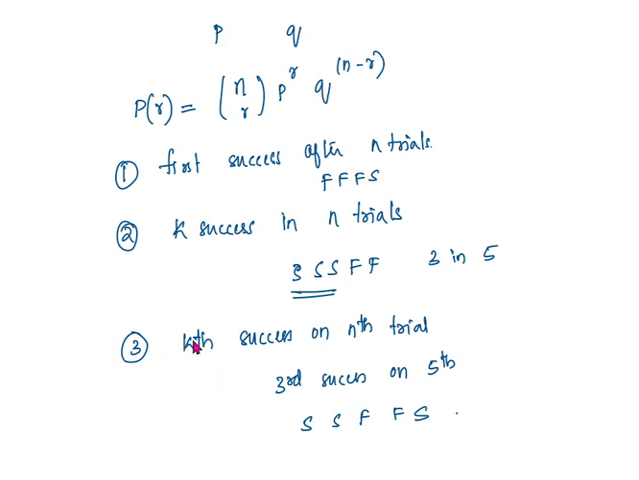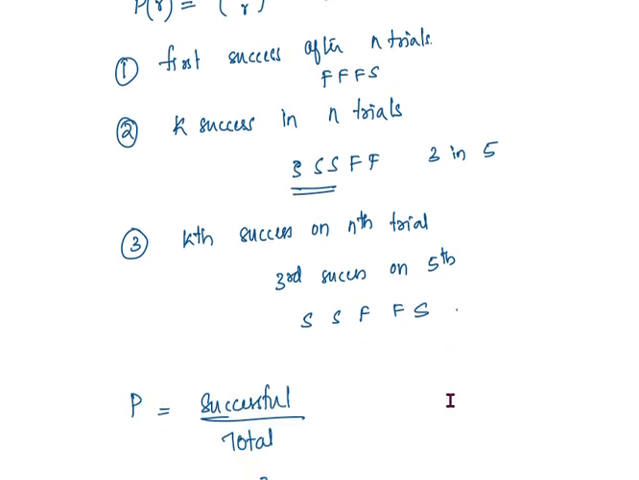And then it is the kth success on the nth trial, which is like the 3rd success on the 5th trial. So here you have first success, second success, again you can have anything else, a failure over here, and then the 3rd success. So this is the 3rd success on the 5th trial. So this is also a specific case of Bernoulli's which you need to remember.